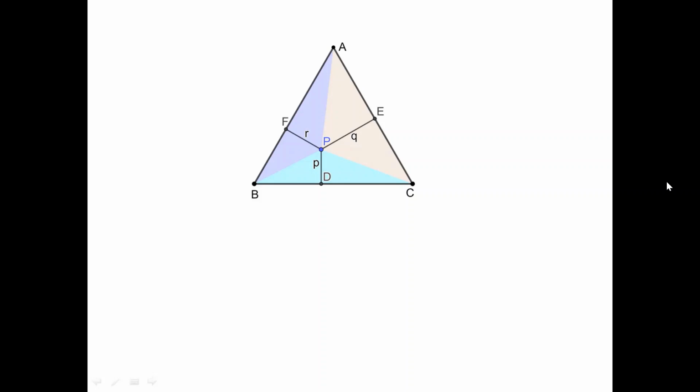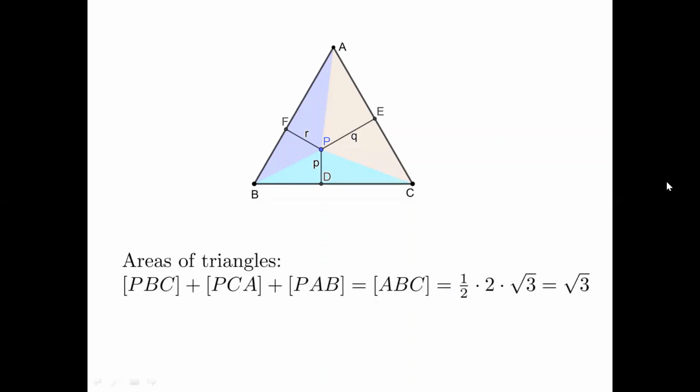We use brackets to denote areas of triangles. P and the three sides BC, CA, and AB form three smaller triangles PBC, PCA, and PAB. They sum up to the regular triangle ABC. Let's look at the areas. The base of the regular triangle ABC has length 2, and the altitude is square root of 3. Therefore, the area of triangle ABC is square root of 3. You can use the Pythagorean theorem to get the altitude of triangle ABC.